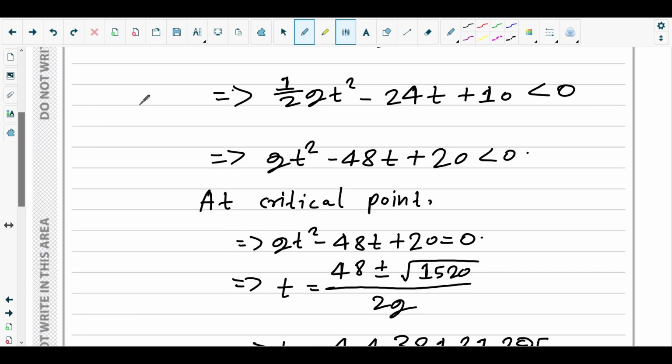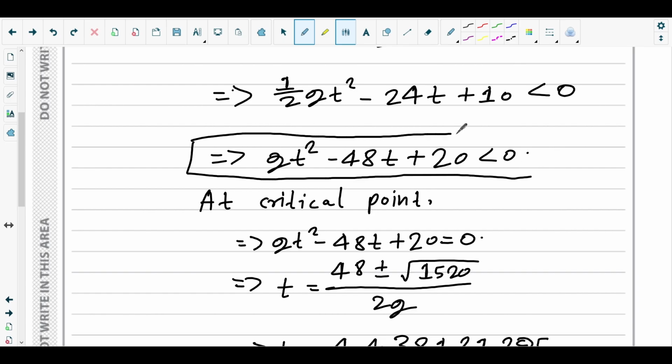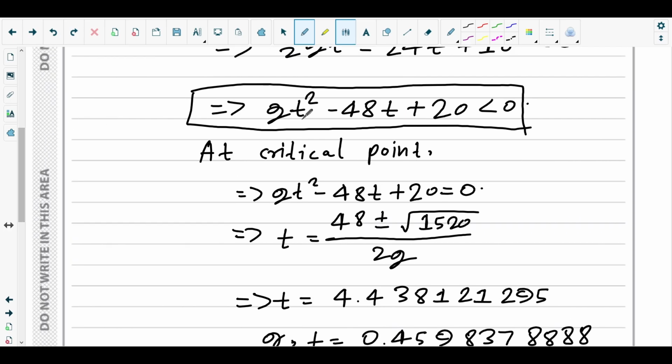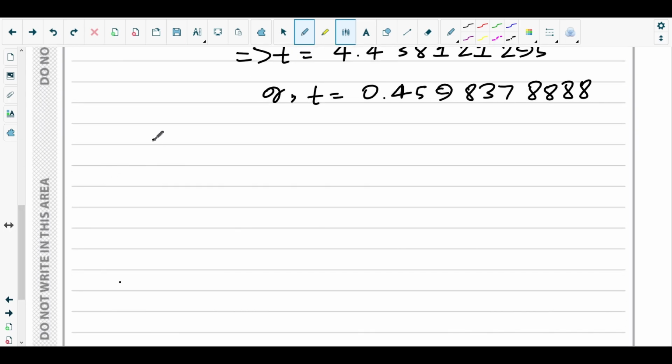Now consider the derived inequality. Before considering the critical values, the derived inequality was this one, right? So this is a quadratic inequality. For solving a quadratic inequality, we want the values of t such that the curve is below the x-axis. If I show you a graph, that will help you understand it better. So consider this is the axis, and since you have gt squared, right?